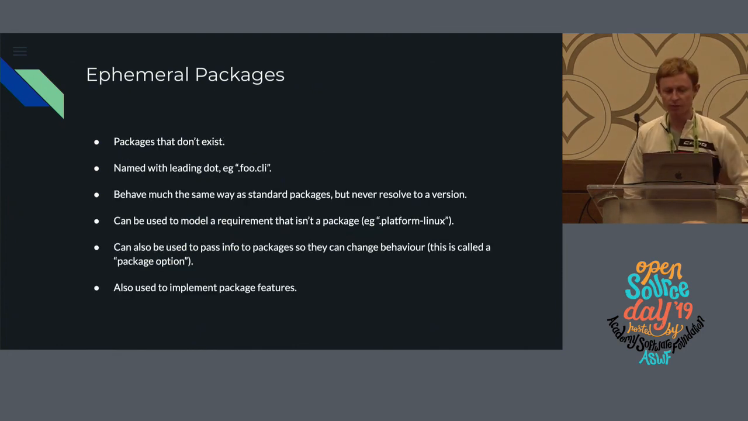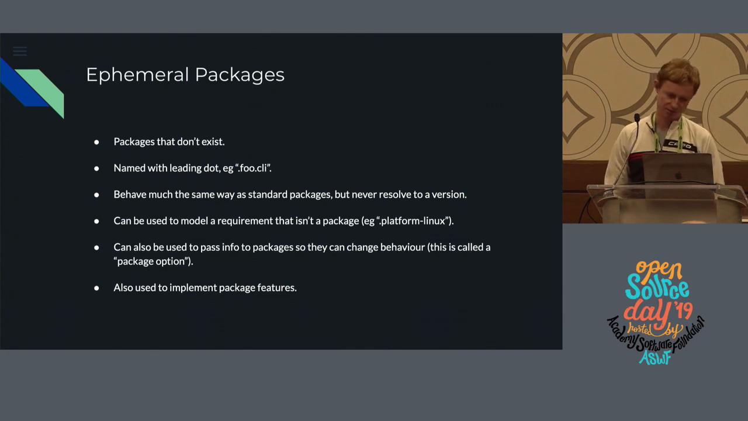So ephemeral packages are packages that don't exist, which sounds odd, but they'll be very useful. They start with a dot. Currently, packages can't start with a dot, so that works out nicely because there won't be any clashing. They behave the same way as standard packages, but they never resolve to a version because they don't exist. And it turns out there's a few different ways we can use these that turn out to be quite useful.